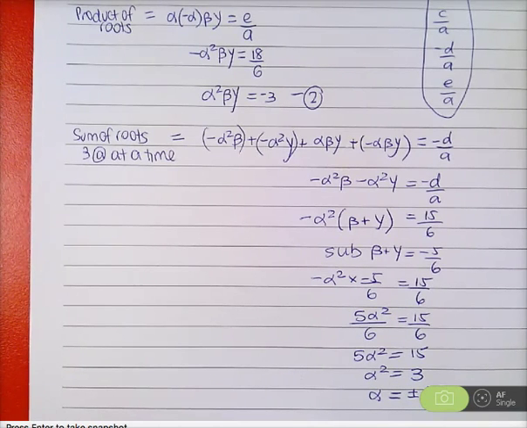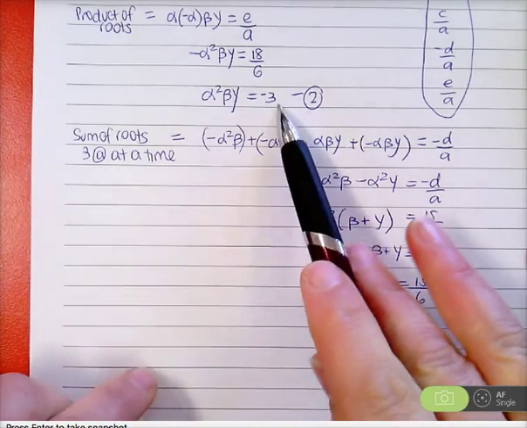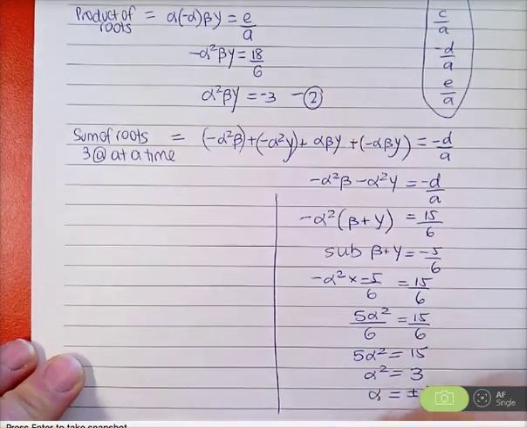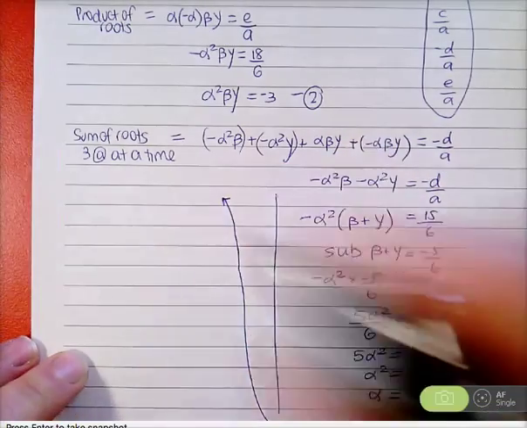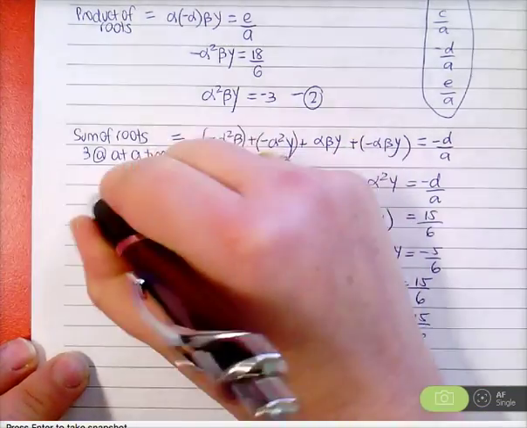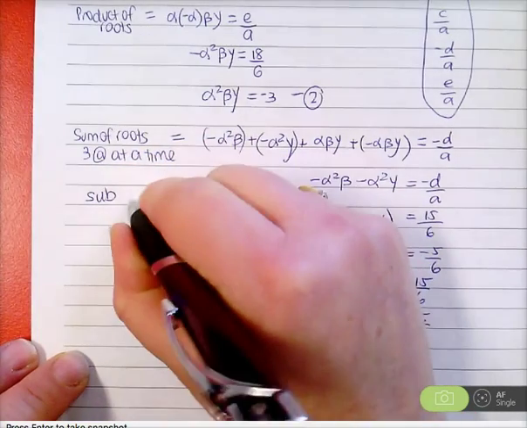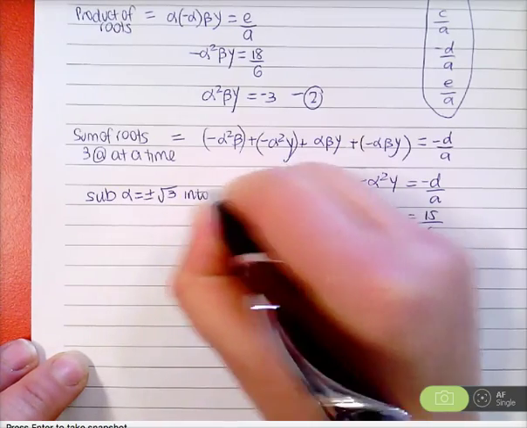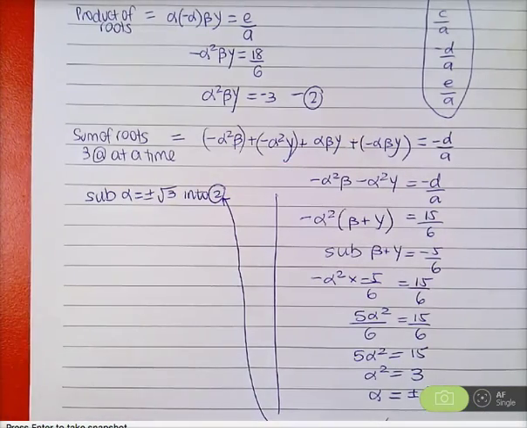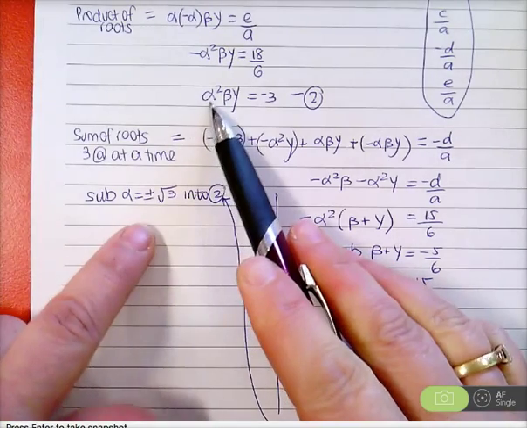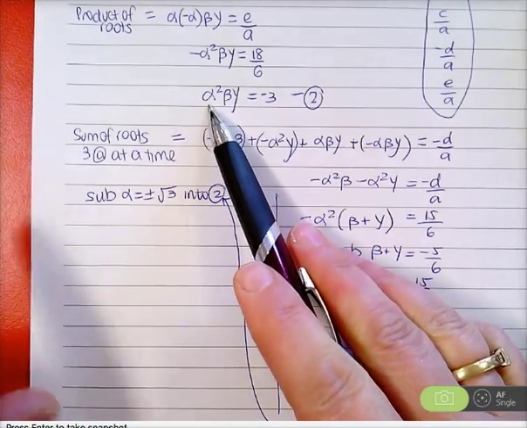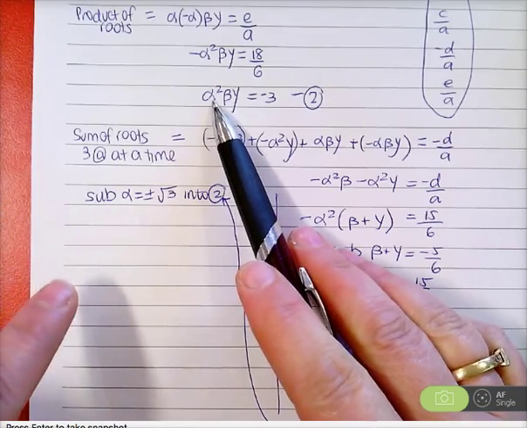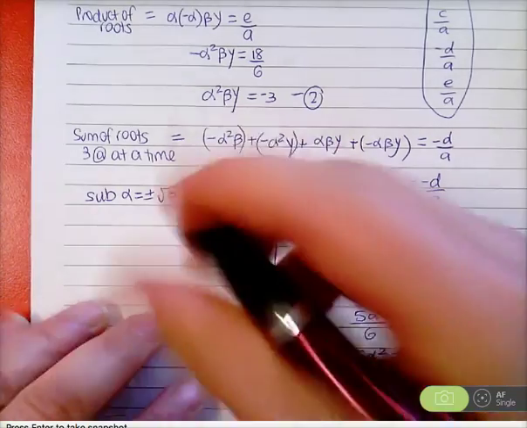And now we sub in. So now we sub that into equation 2. Yeah. So can I just come back here now? So we're going to sub alpha is plus or minus root 3 into equation 2. Now, girls, can you see what equation 2 is? It doesn't matter if I substitute positive root 3 or negative root 3. It's being squared. So what do I get?